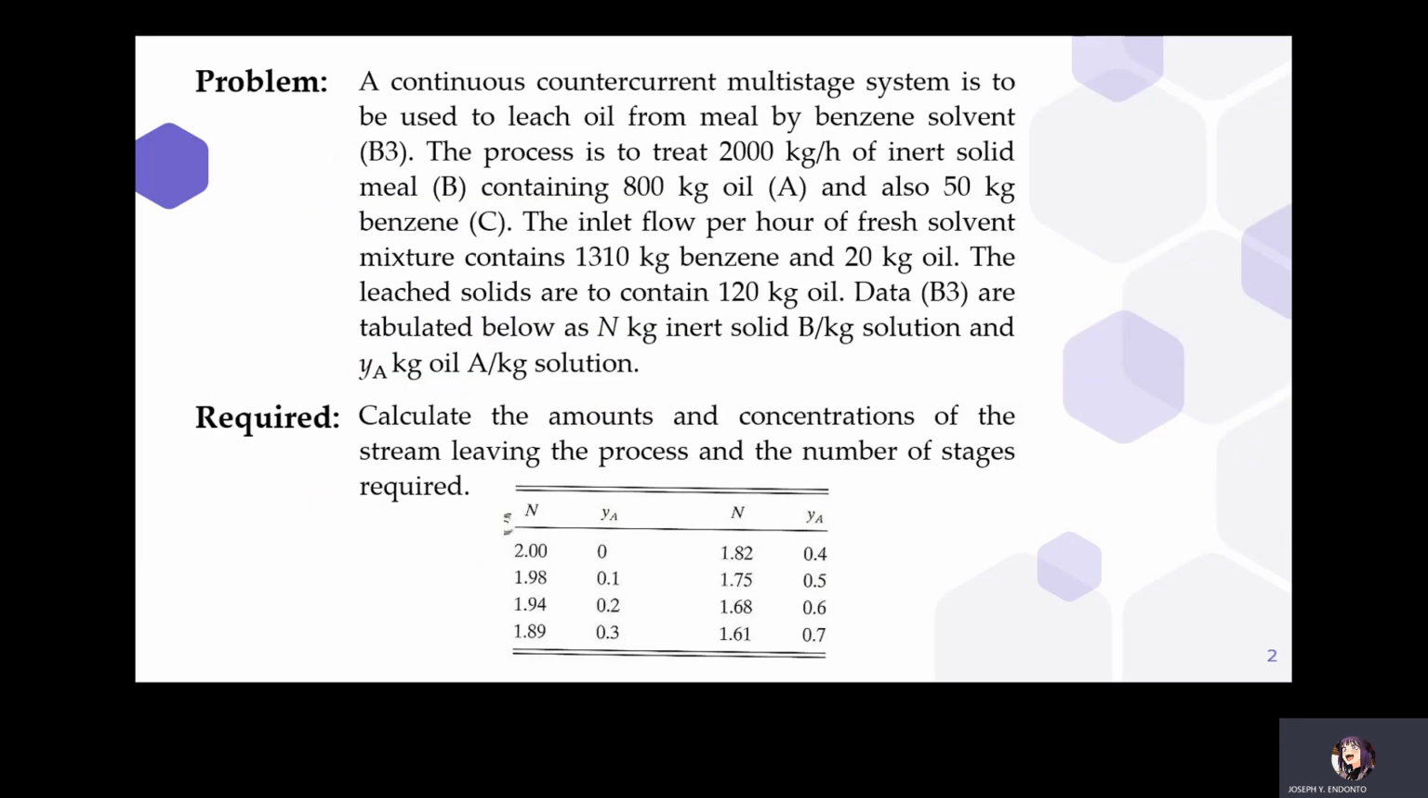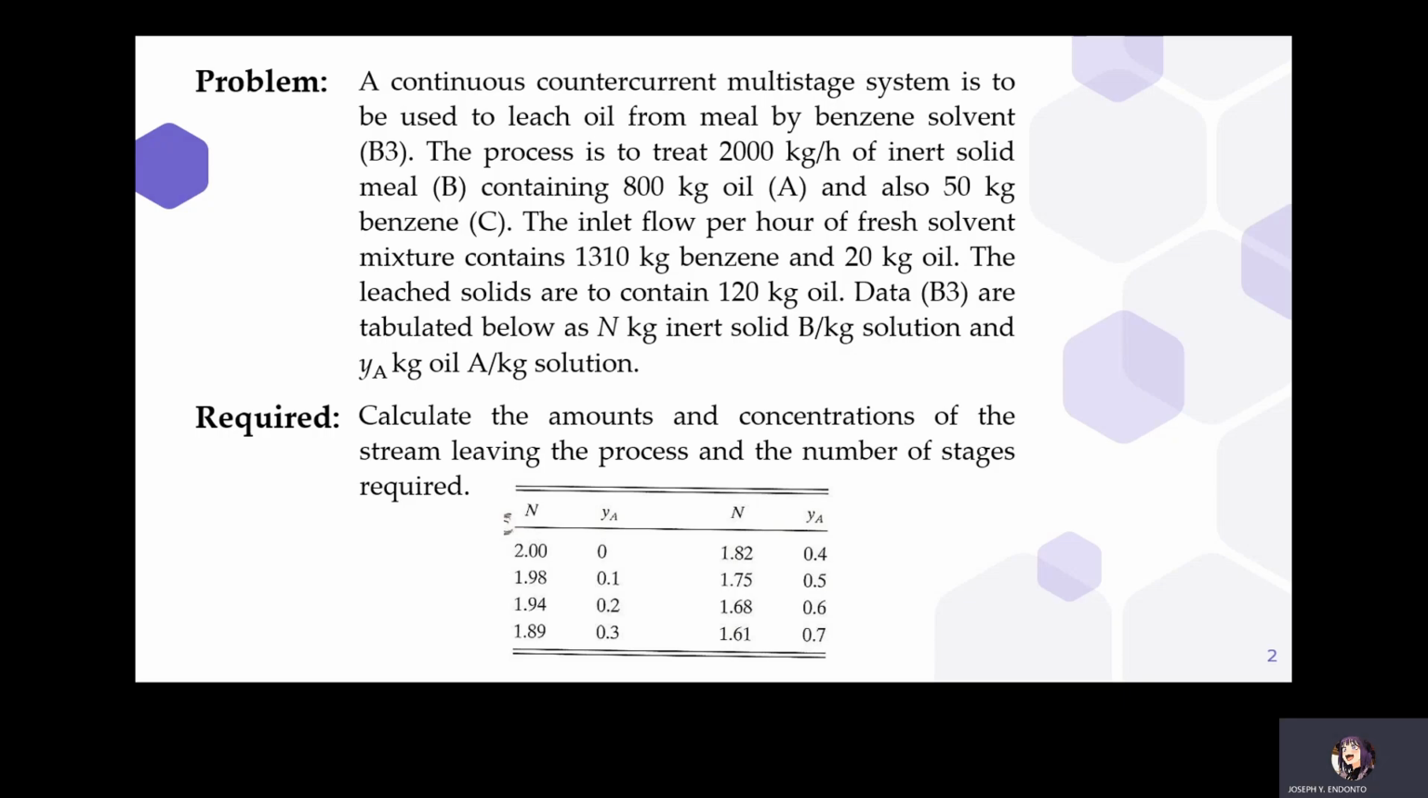Problem. A continuous countercurrent multi-stage system is to be used to leach oil from meal by benzene solvent. The process is to treat 2,000 kilograms per hour of inert solid meal of B, containing 800 kilograms of oil of A and also 50 kilograms benzene of C.